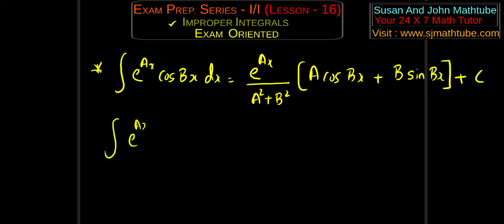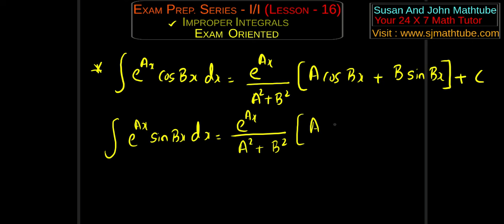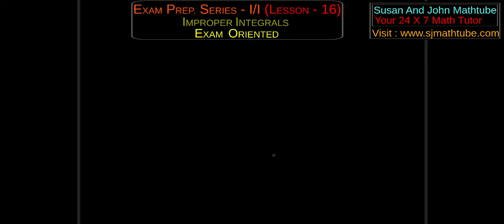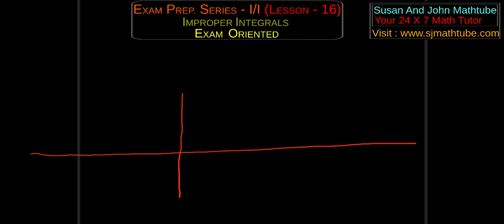and integral e power ax sin bx is actually e power ax by a square plus b square, a sin bx minus b cos bx plus c. So I want you to note these formulae because you should be very good with this. And we have to discuss one more small thing. So I think instead of discussing this in the middle of the problem, we will do that now.